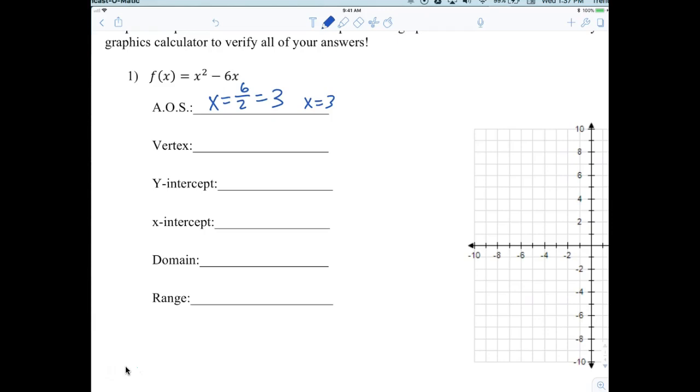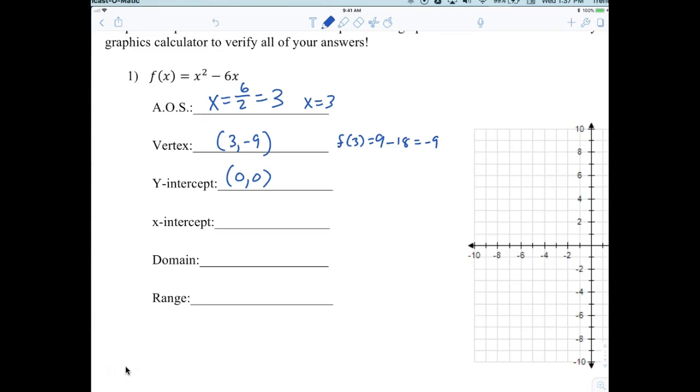Now, from there, for the vertex, all you're doing is plugging in. So you're going to say f of 3 is equal to 9 minus 18, which is negative 9. So your vertex is 3 comma negative 9. Now your y-intercept, everybody should be able to tell me, is 0 comma 0. This is a quick overview of what we did yesterday.